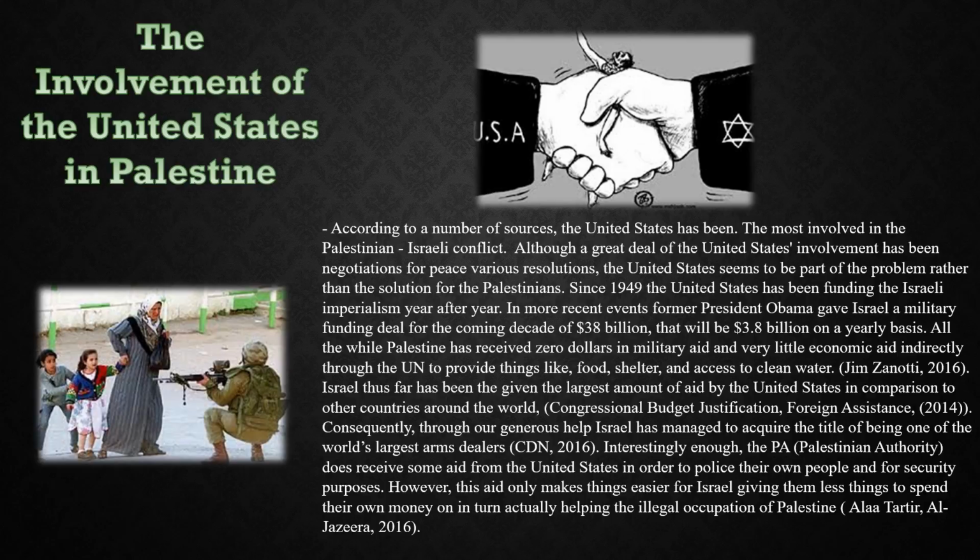Israel thus far has been given the largest amount of aid by the United States in comparison to other countries around the world. Consequently, through our generous help, Israel has managed to acquire the title of being one of the world's largest arms dealers. Interestingly enough, the Palestinian Authority does receive some aid from the United States in order to police their own people and for security purposes. However, this aid only makes things easier for Israel, giving them less things to spend their own money on, in turn actually helping the illegal occupation of Palestine.